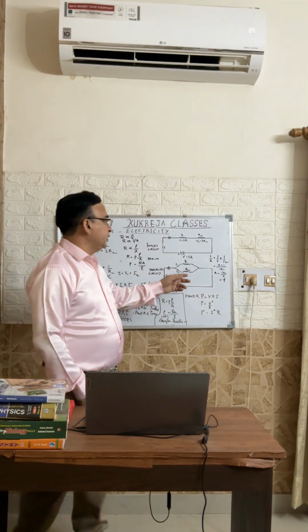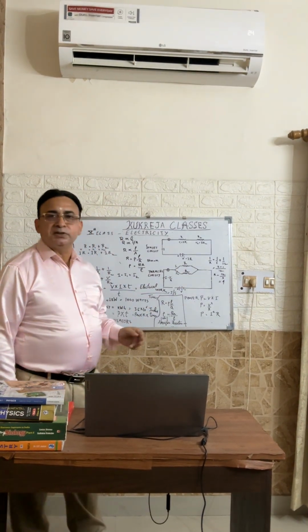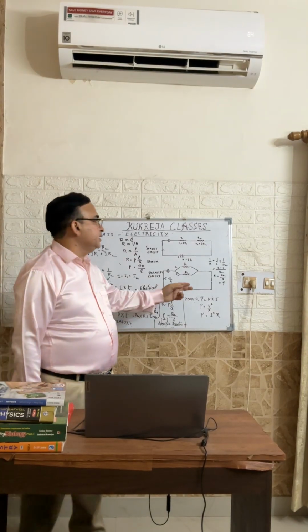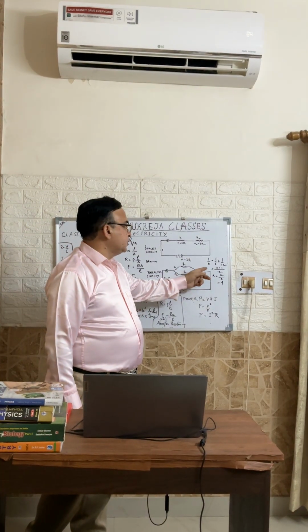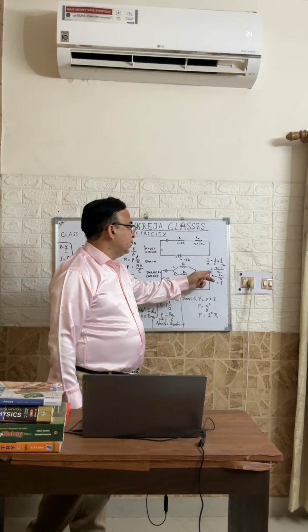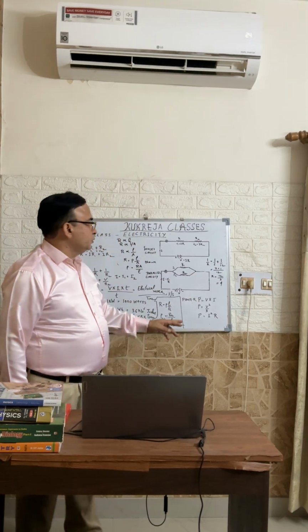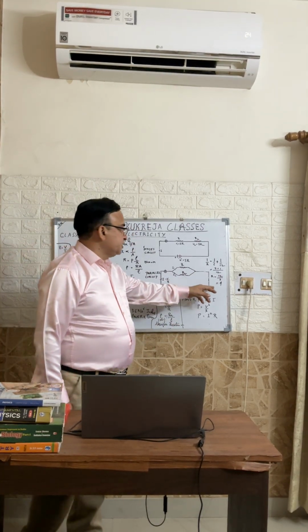So here you can say we have two resistors, 6 ohm and 12 ohm, connected in parallel. Here we are applying the formula 1 upon R is equal to 1 upon R1 plus 1 upon R2. So we get the resistance as 4 ohm.